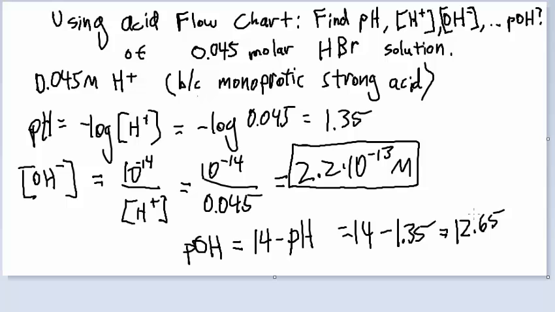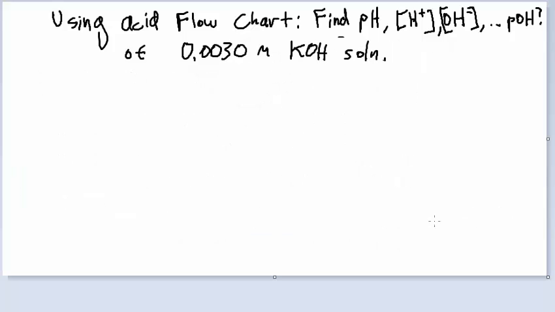Now, does this answer make sense? A lower pH means more acidic, a lower pOH means more basic, so the very high pOH means it's more acidic, which is what we know is the case here. So I think we're doing well. All right, come back, Chem 110 students. We're going to do another example.